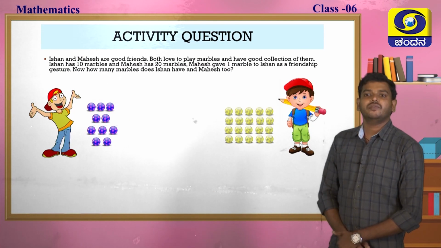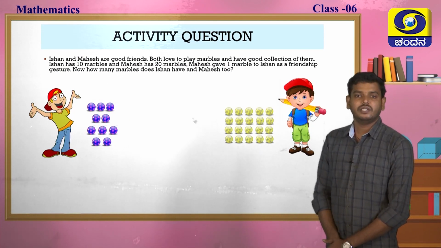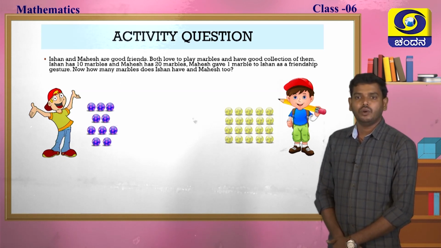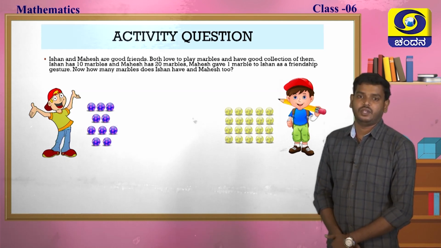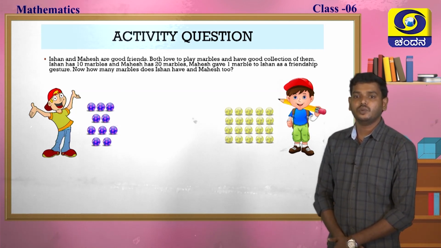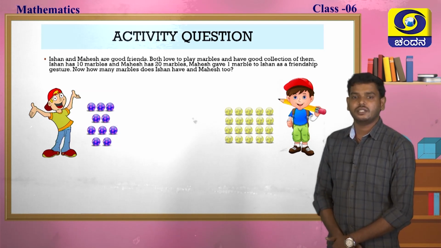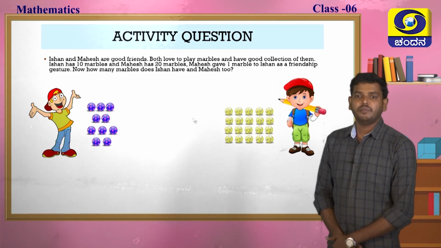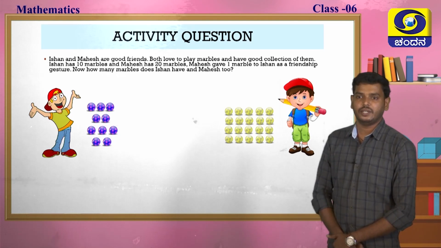So here we have an activity question, children. We will try to solve it. We will read the question. Ishan and Mahesh are good friends. Both love to play marbles and have good collections of them. Ishan has 10 marbles and Mahesh has 20 marbles. Mahesh gave one marble to Ishan as a friendship gesture. Now, how many marbles does Ishan have and Mahesh too? This is what we need to find.